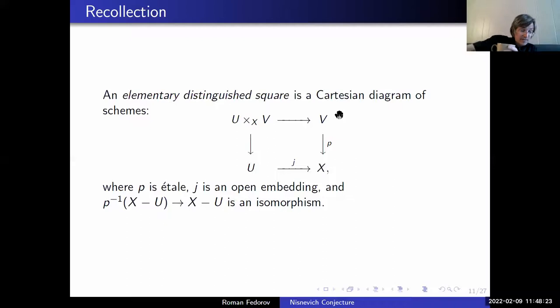Okay, so the second step. But before I go to the second step, I want to recall the notion of elementary distinguished square. It will come up a couple times today. So suppose I have a Cartesian diagram where the horizontal arrows are open embeddings and vertical arrows are etale, and the complements are isomorphic. So p induces an isomorphism between complements where I just equip complements with reduced scheme structures. This is called an elementary distinguished square. And what's important for us is that you can glue torsors over elementary distinguished squares. So if you have a torsor over U and a torsor over V and an isomorphism of their pullbacks to this, then you get a torsor over X.